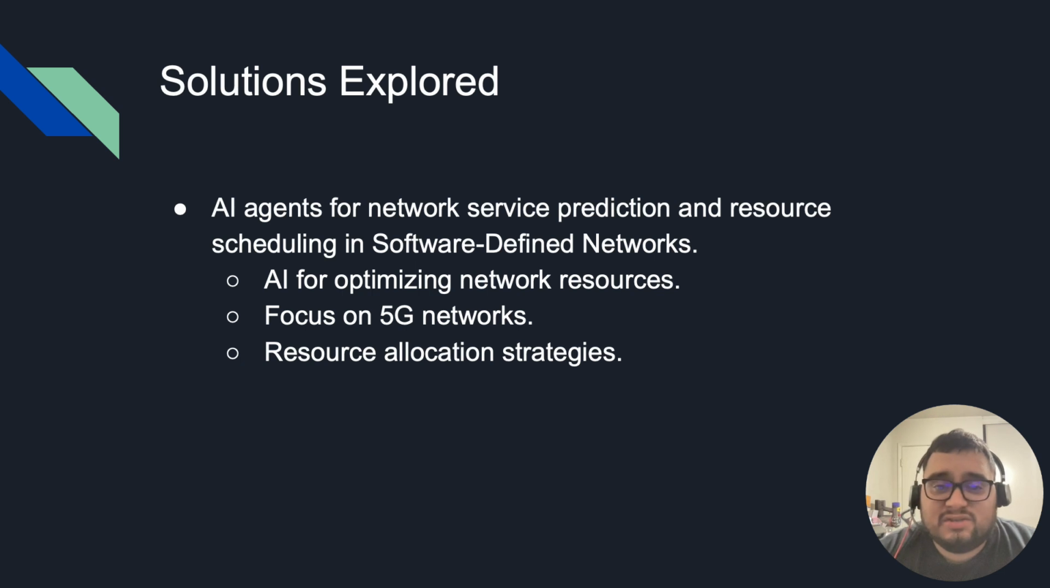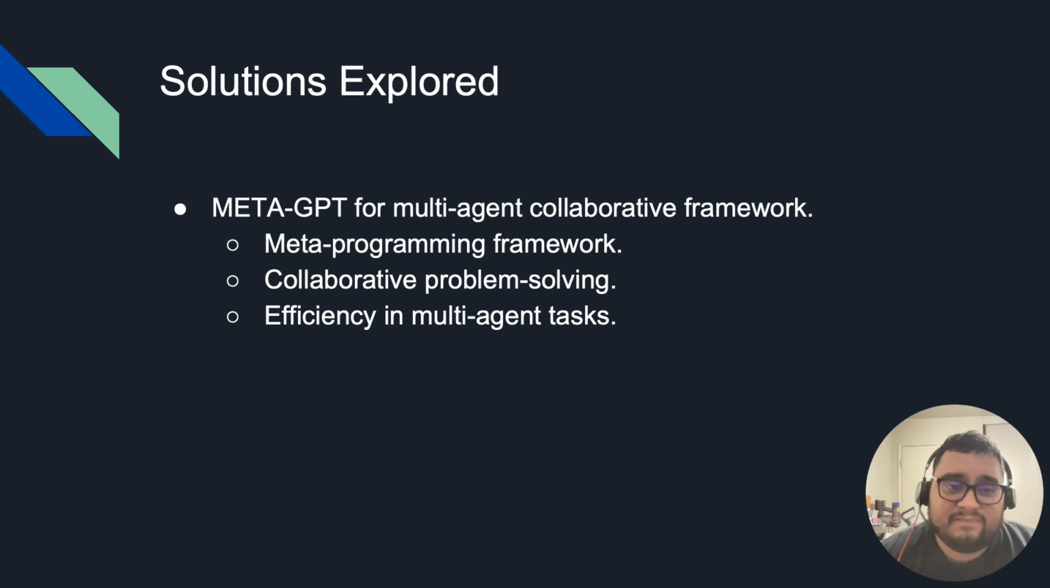The next piece of article proposed AI agents for network service prediction and resource scheduling in software-defined networks. This is essentially AI for optimized network resources. This AI pretty much handles choosing which packets get sent where, to what router, etc. This was mostly focused on 5G networks, as well as it had a heavy emphasis on resource allocation strategies.